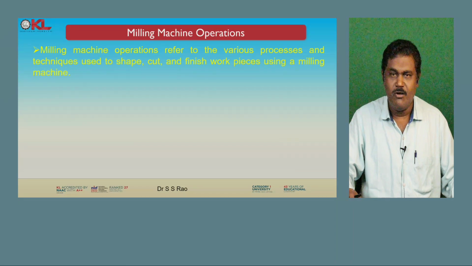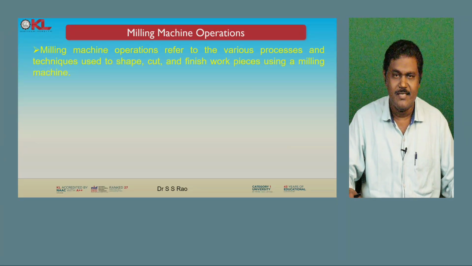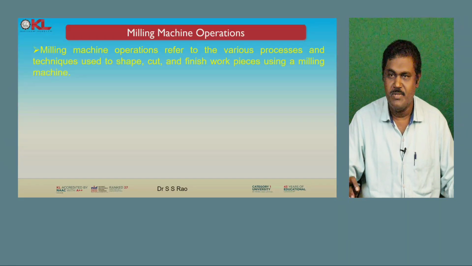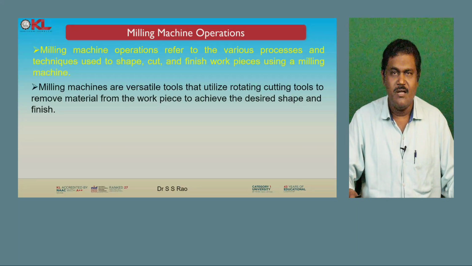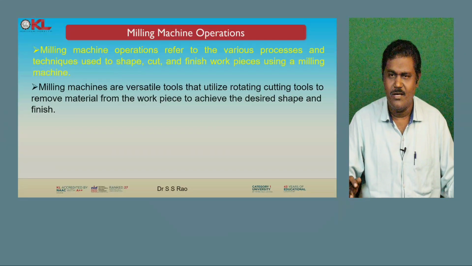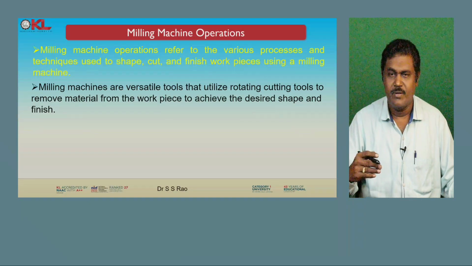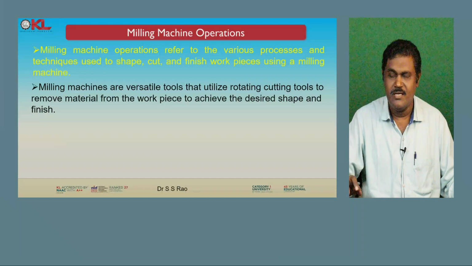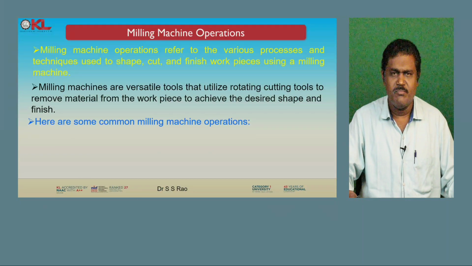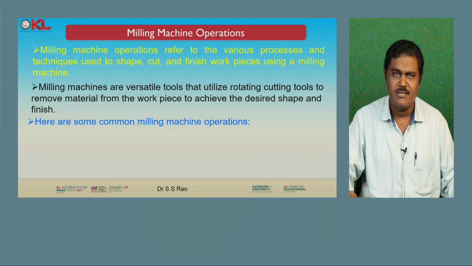So, the milling machine operations refer to the various processes and techniques used to shape, cut and finish workpieces using a milling machine. Milling machines are versatile tools that utilize rotating cutting tools to remove material from the workpiece to achieve the desired shape and finish. Here are some common milling machine operations which are used on the milling machines.